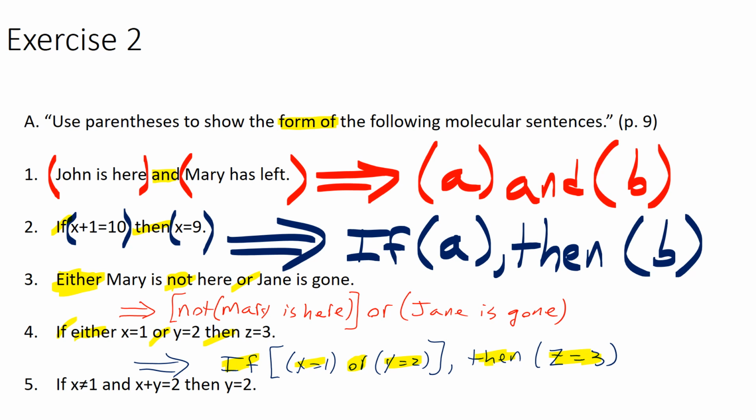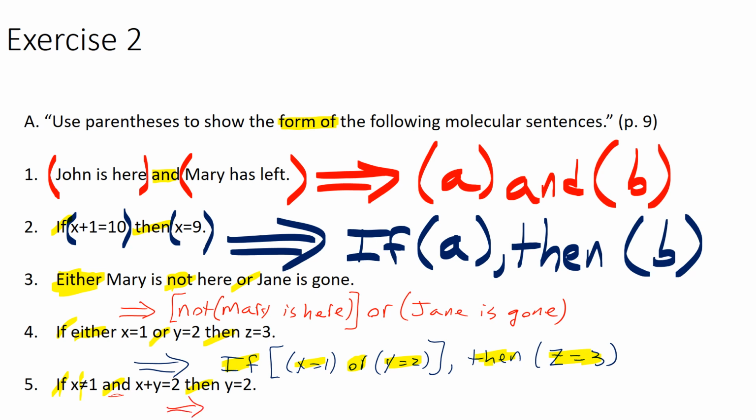Sentence 5. If x does not equal 1 and x plus y is equal to 2, then y is equal to 2. There are three sentential connectors. We have the if-then, we have the and, we have the not. What's the dominant sentential connective? It's definitely not the not, because the not is only applying to x is equal to 1. In other words, it is not the case that x equals 1. The and is really part of the antecedent there. So overall, we do have a conditional.